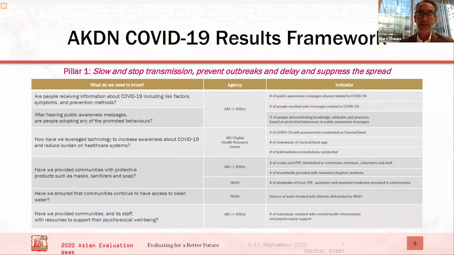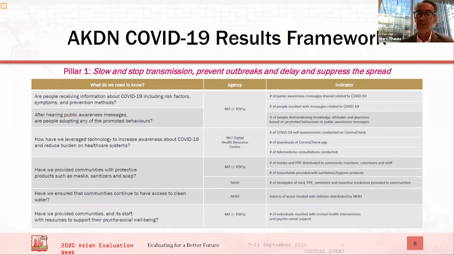So I just wanted to give you a taster of the results framework that we developed within AKDN to measure the outputs and effects of our work in relation to the AKDN COVID-19 response. And here you've got some of the indicators and some of the results framework for pillar one. What we tried to do was start with a question that we were trying to answer, to make the indicators and the results framework as utility focused and as user focused as possible. So for instance, are people receiving information about COVID-19, including risk factors, symptoms, and prevention methods? And the indicator linked to that was the number of public awareness messages shared related to COVID-19, and the number of people reached with messages related to COVID-19.